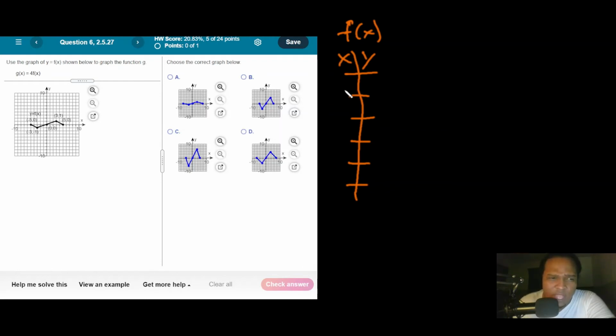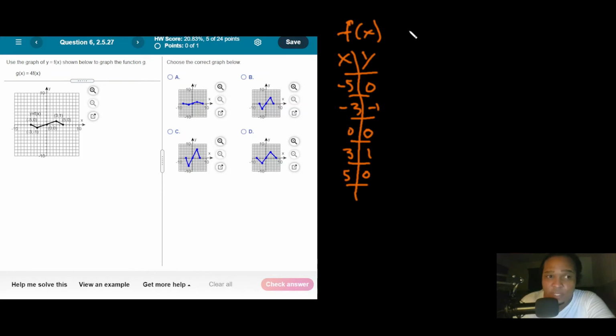Okay, f of x. We have A, and they were nice enough to write it for us. So we have negative 5, 0. Negative 3, negative 1. We have 0, 0. We have 3, 1. And 5, 0.